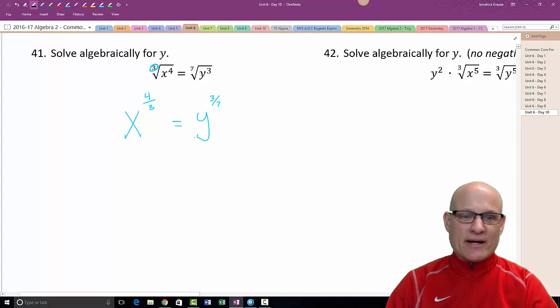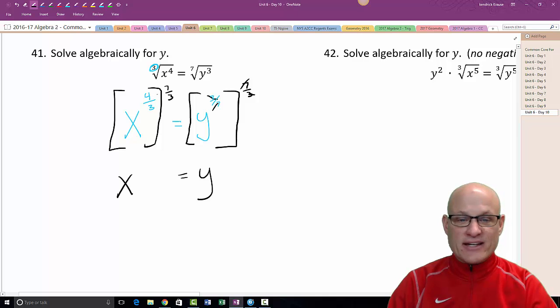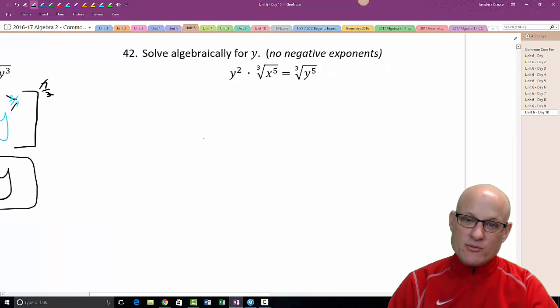Now, how do I get y by itself? I need to solve for y, so I need to get rid of this 3/7. So I'm going to raise it to the reciprocal, 7/3. If I raise that side to the reciprocal, I've got to raise this side to the 7/3 as well. So the 3's cancel, the 7's cancel. I end up with y equals x to the, now nothing cancels here, so it's just multiply numerators, multiply denominators, 28 over 9. That's it.